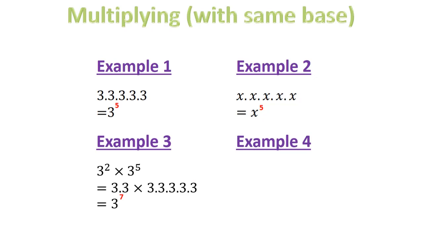Let's look at example 4. x cubed times x squared. Again, we expand it or write it out in full. x cubed is x times x times x multiplied by x squared, which is just x times x. We count how many x's are multiplied by each other, and there are 5. And so we get x to the power of 5.